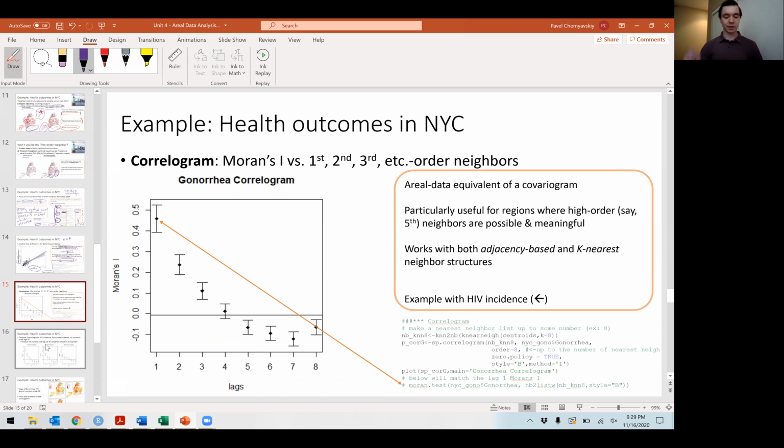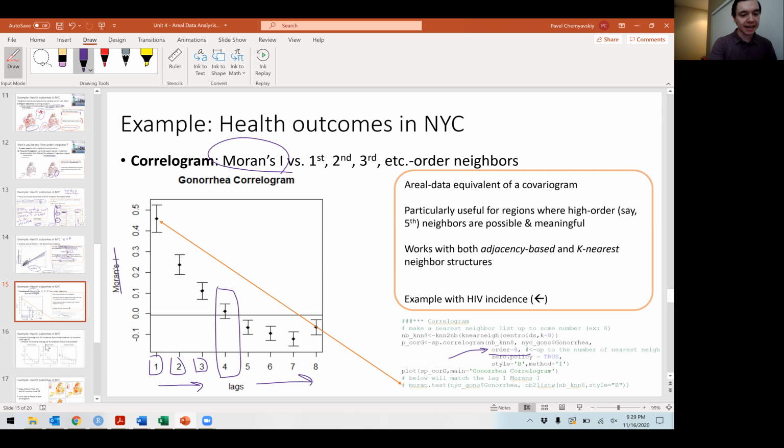Correlogram, to finish up this particular lecture. We take our approach, Moran's I, the average correlation between a region and its neighbors, and we extend it to first order neighbors, second order neighbors, third order neighbors, etc., up to how many orders you specify right there in the code. I think this is meaningful in areas where, for example, at fourth order neighbors Moran's I goes to 0.